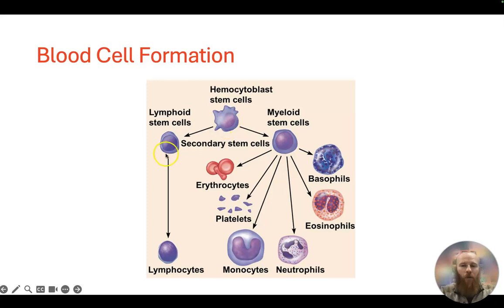If they become lymphoid stem cells, those can only further differentiate to form the lymphocytes. These are going to be the white blood cells we can expect to find in the lymphatic system. But if they differentiate into myeloid stem cells, these can become every other type of formed element in the blood. These can become our red blood cells, our platelets, and every other kind of white blood cell that is not a lymphocyte.